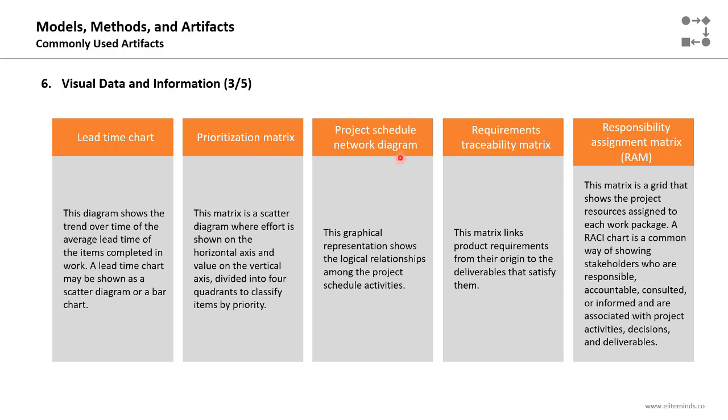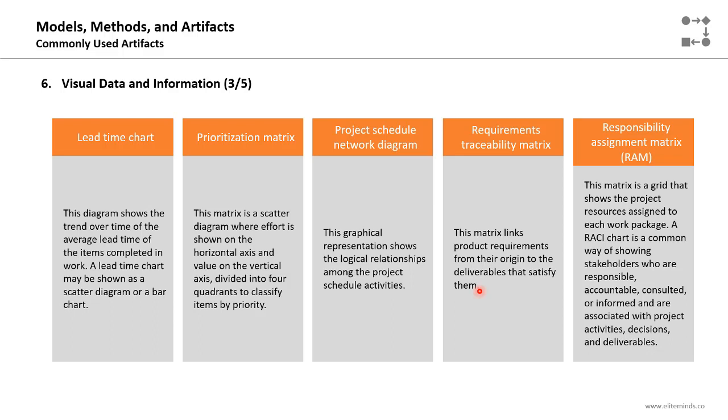Project schedule network diagram, it's a graphical representation that shows the logical relationships among the project schedule activities. So it's a representation of the project schedule and the activities and the sequences between these activities. Requirements traceability matrix, a very important tool when it comes to requirements management. This matrix links product requirements from their origin to the deliverables that satisfy them. So we want to make sure that every requirement is linked to at least one of the project deliverables. So we will use this traceability matrix.